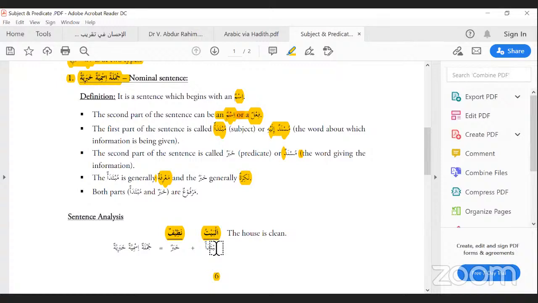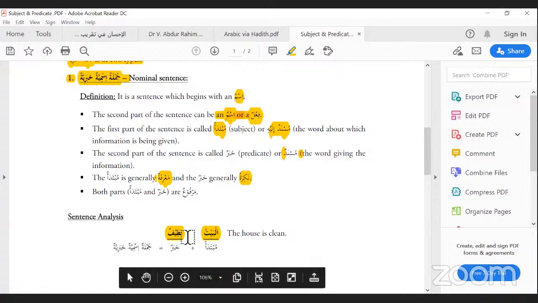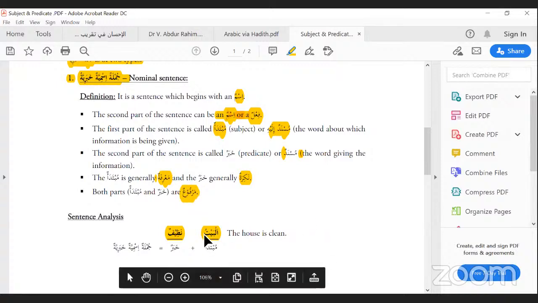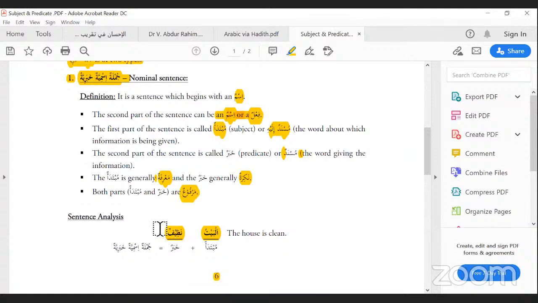And then the second part of the sentence always comes indefinite. When it means indefinite, it means that it does not have alif lam. Is that clear? And then it says both parts are marfu. Marfu, as we have done before, means it is in the nominative case. So the nominative case means, for example, al baytu with a dhamma, one dhamma, or nadhifun with two dhamma tanweens. Is that clear? Yeah. So Sheikh, can I ask a question?